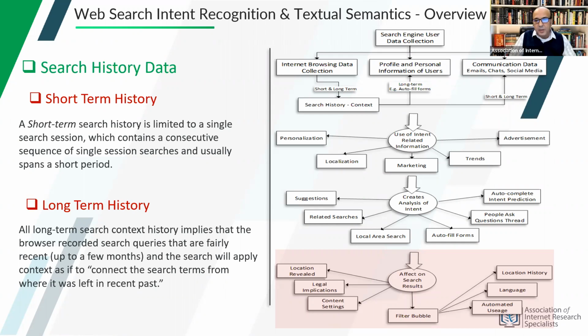The content setting here means the nature of the pages, or the type of pages that would be impacted in terms of ranking. You would get a ranking which is somewhat different from anybody else searching from another part of the world. So that ranking will be impacted based on all the information it has been collecting in different stages. And eventually it's the filter bubble that is going to give you a lot of biased information. Location, history, language, automated usage, everything is going to put you in that silo, that filter bubble. That's where you're going to get stuck.